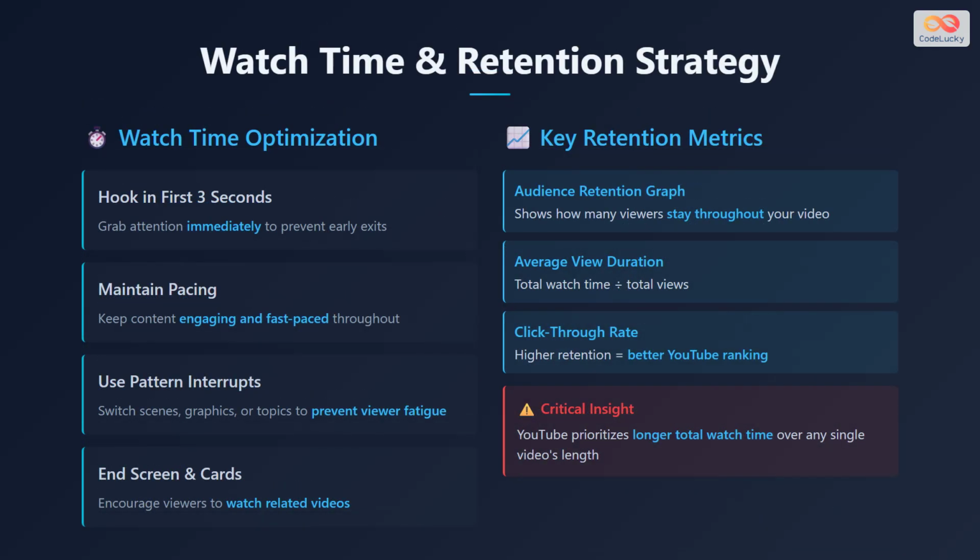Watch time is YouTube's most important ranking factor. Hook viewers in the first 3 seconds. Use a strong statement, question, or visual to grab attention. Many viewers decide within 3 seconds whether to continue watching or leave. Maintain pacing throughout your video by keeping content engaging and fast-paced. Use pattern interrupts like scene changes, graphics, or topic switches every 30 to 60 seconds to prevent viewer fatigue.